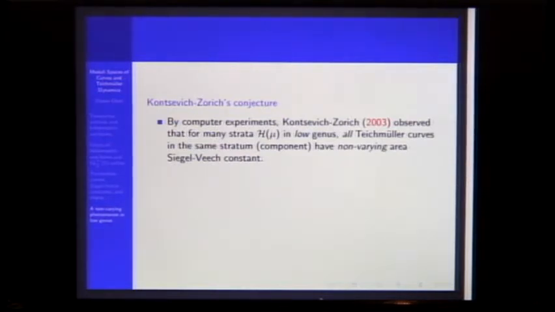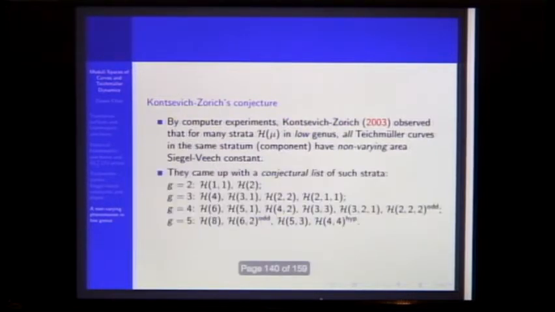But in any case, they observed for many of these strata in low genus, if you take one stratum, and they found all the Teichmüller curves they can construct in the same stratum, actually all of their Siegel-Veech numbers are the same. Because originally, we only do this for each Teichmüller curve or each orbit closure. But I told you, every stratum contains infinitely many Teichmüller curves by this branched cover construction. There's no a priori reason for them to have the same invariant, as there are infinitely many different orbit closures. So they made a further conjectural list based on this computer program.